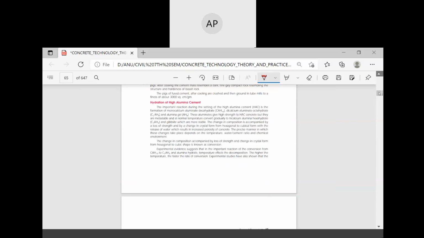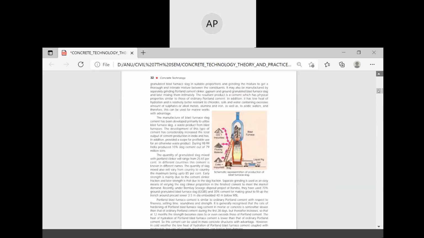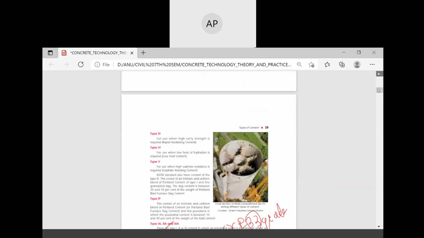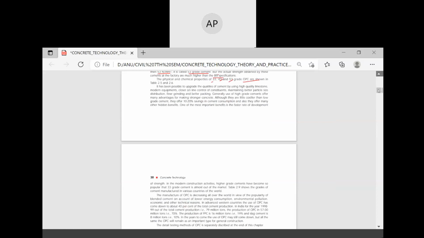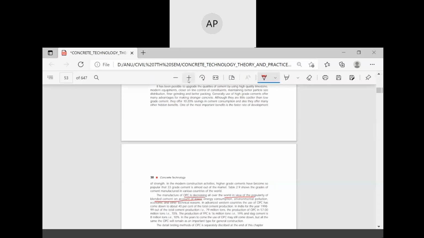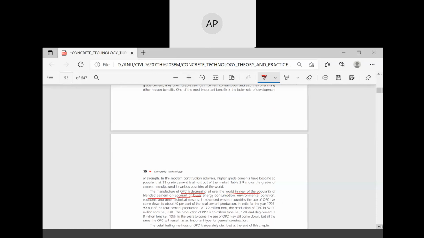Okay. So another type of cement is the next one. The manufacturing of OPC is decreasing all over the world in view of the popularity of blended cement, on account of the lower energy consumption. So generally, OPC production is lower nowadays.